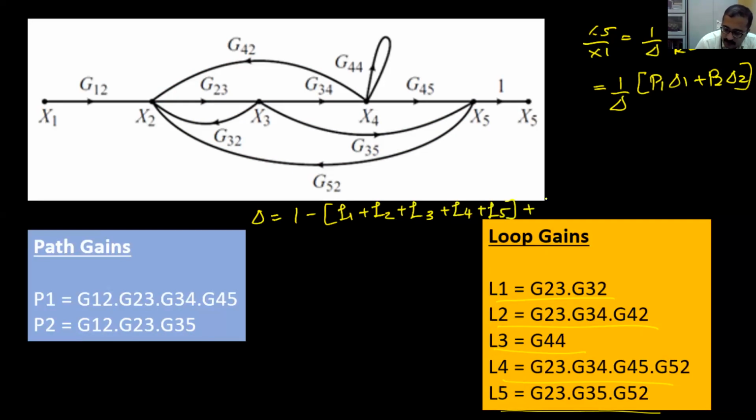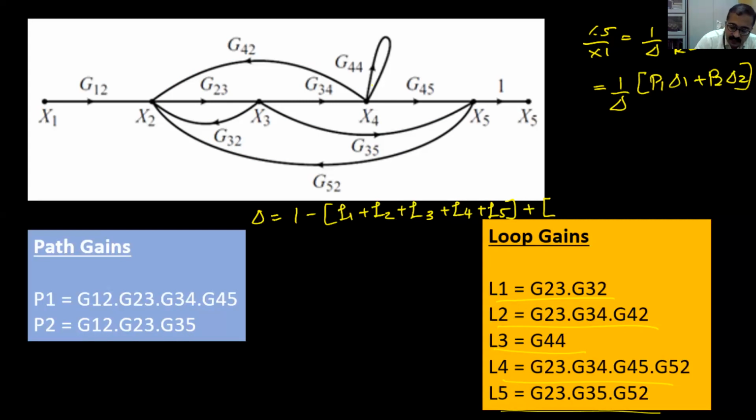Okay, that is the sum of all the loop gains. Now what next? Plus the sum of gain products of all possible combinations of two non-touching loops. We have already identified five loops. Are there any possible combinations of two non-touching loops?